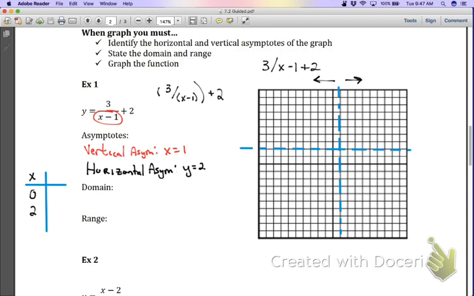But if I plug 0 into my equation, I have 3 over 0 minus 1 plus 2. So 3 divided by negative 1 plus 2. What's my y value? What's negative 3 plus 2? Negative 1. So that means I'm going to have a point here at 0, negative 1.